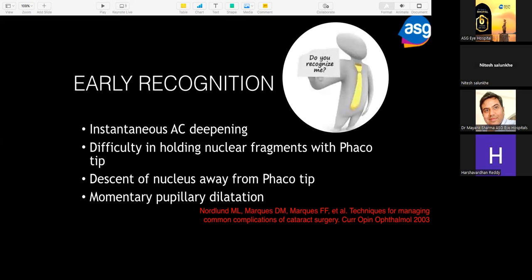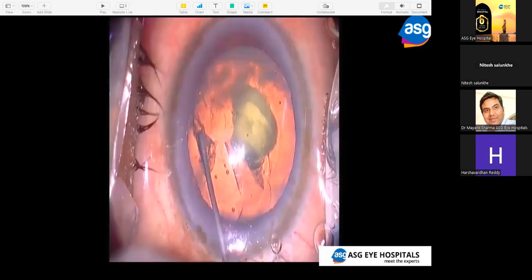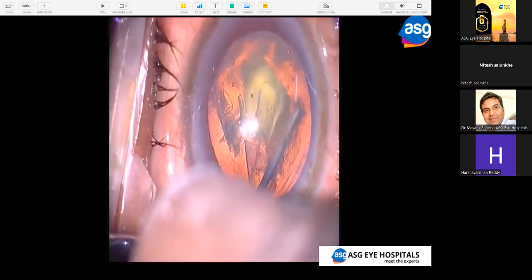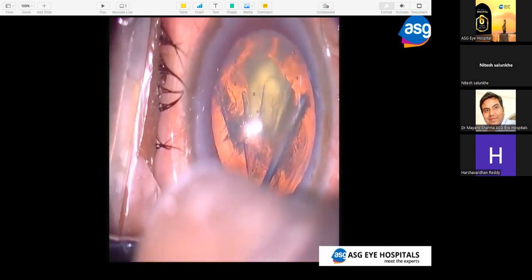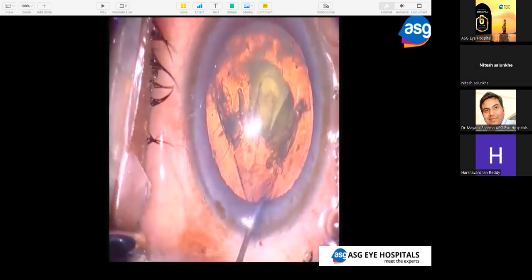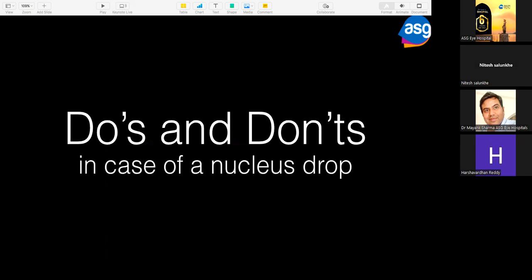Now there are some signs which will help you recognize whether there's a PCR or there's a vitreous disturbance. The AC suddenly starts deepening, there is difficulty in holding the nucleus fragments with your phaco probe, and it feels as if it is moving away from your phaco probe, and there may be momentary pupillary dilatation. Please keep an eye on the iris here. Hydro dissection is being done, and then you will see that suddenly the pupil starts dilating. So that is one of the early signs.